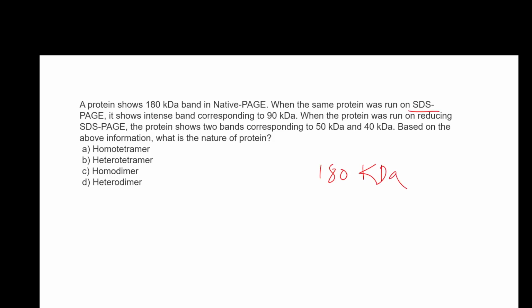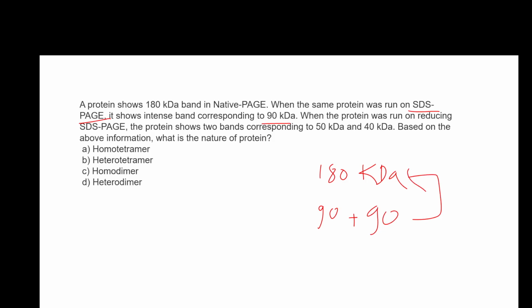However, when you are running on SDS PAGE, SDS is a denaturing agent. It breaks the bonds or denatures the protein and divides it into corresponding subunits. Okay, so then you can see the 90 kilodalton band, only one band. That means two 90 kilodalton units are associated together and forming a total 180 kilodalton protein. Okay, 90 plus 90. Okay, then you find when the protein was run on reducing SDS PAGE.